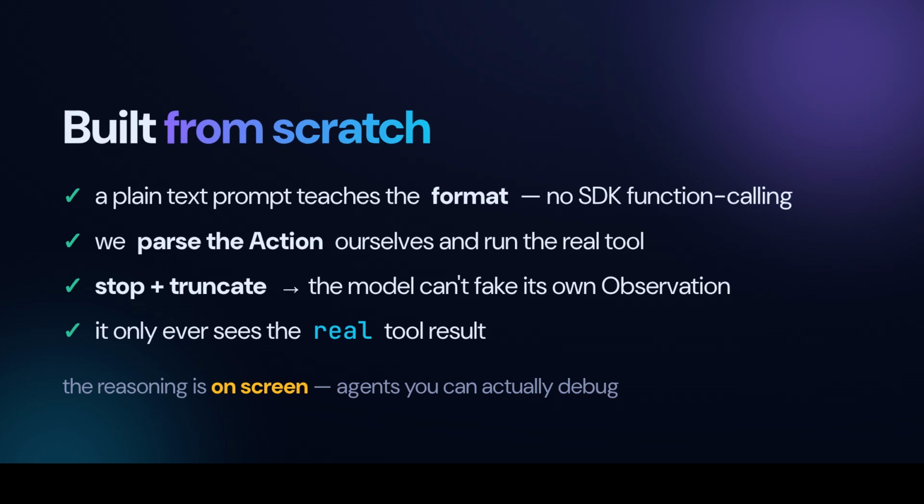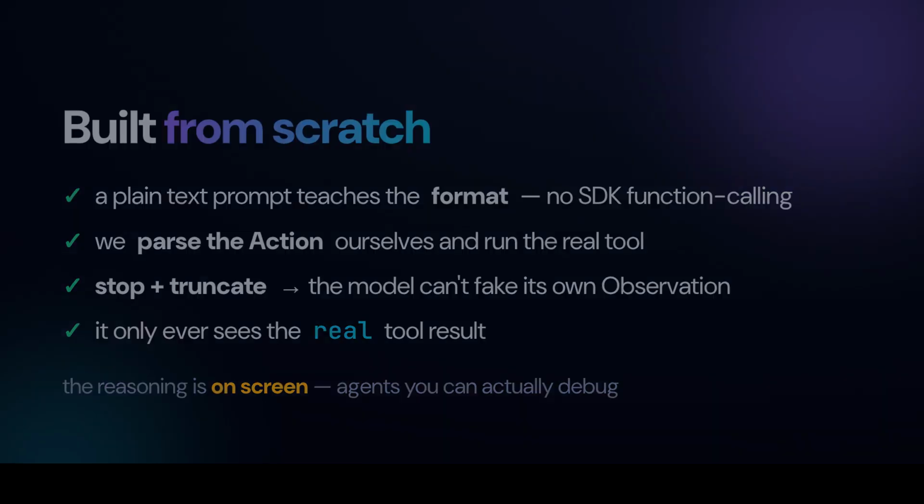There's one catch that trips a lot of people up. A model will cheerfully make up its own observation, just hallucinate the answer. So we don't trust it. We stop the model right after its action and throw away anything it writes past that point. The only observation the agent ever sees is the one we produce by running the actual tool. That one rule is what keeps the agent honest.